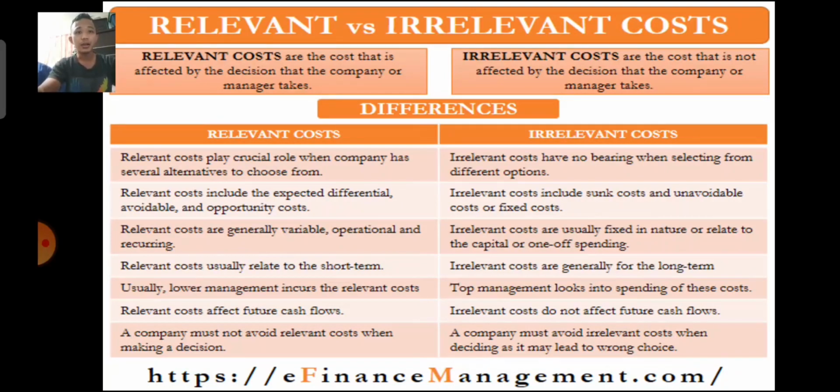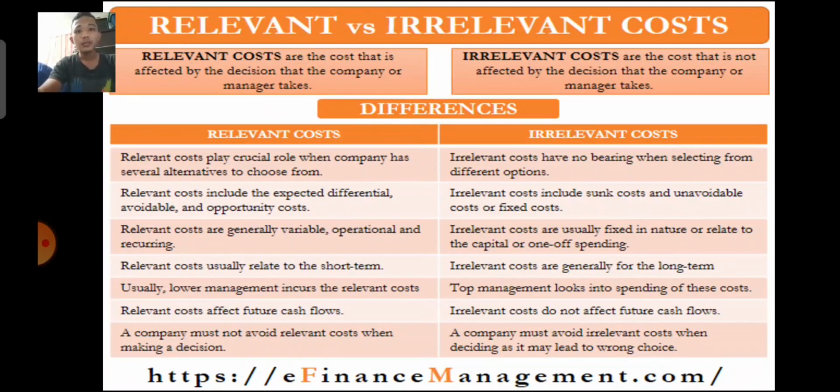Alright, let's see more detail. Firstly, relevant costs. Relevant costs play a crucial role when a company has several alternatives to choose from. What about irrelevant costs? Irrelevant costs have no bearing when selecting from different options.